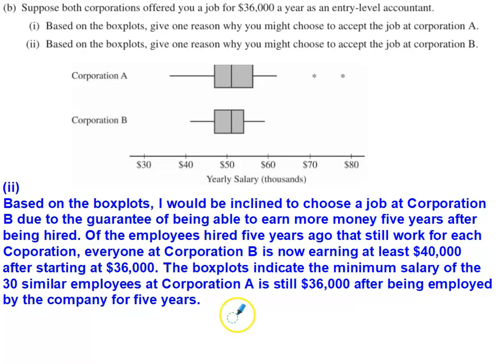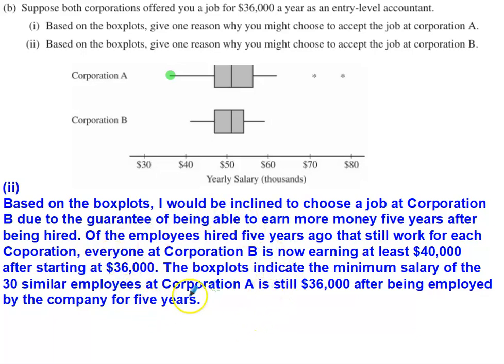Now, part 2 of this is asking us to do the same thing for Corporation B. So what sticks out about Corporation B is the safety of getting a raise, right? Check out that salary at Corporation A. If you bring that down to the x-axis here, it looks like that is still stuck at $36,000. But at Corporation B, the lowest salary earner has already gotten a raise of at least $4,000 or $5,000 after that 5-year stretch. So the guarantee of having salary growth, should I stay at Corporation B for 5 years after starting at $36,000, is the clear advantage.